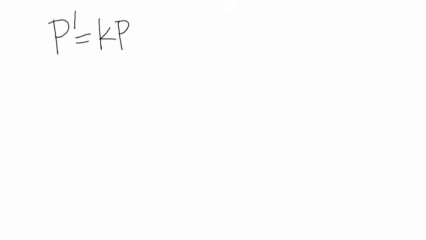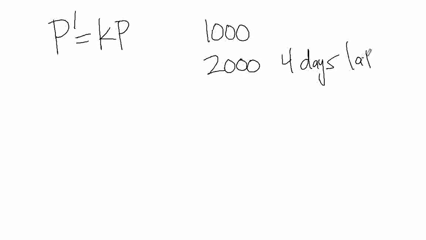Furthermore, we know that if we start with 1,000 bacteria, then 4 days later we're going to have 2,000. So we have 1,000 at time 0 days, and at time equal to 4 days, 4 days later, we'll have twice as much, 2,000. All right. So the biologists come to us and say, can you find a function that models the population of this bacteria? Okay.